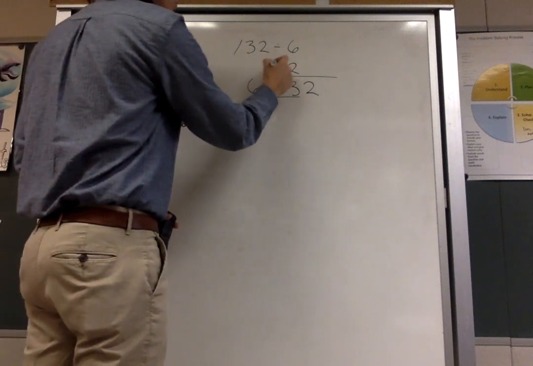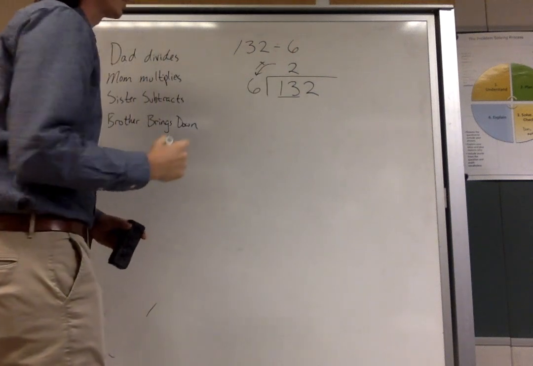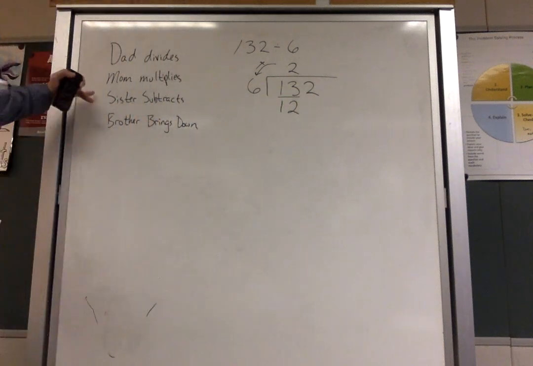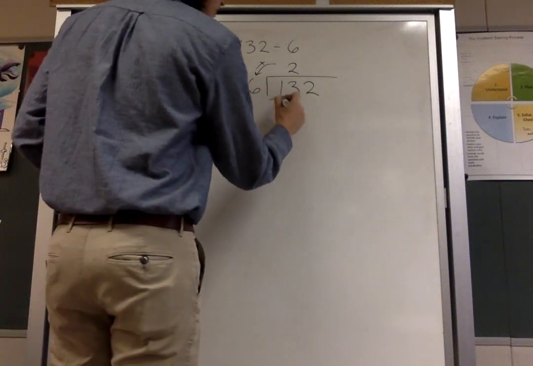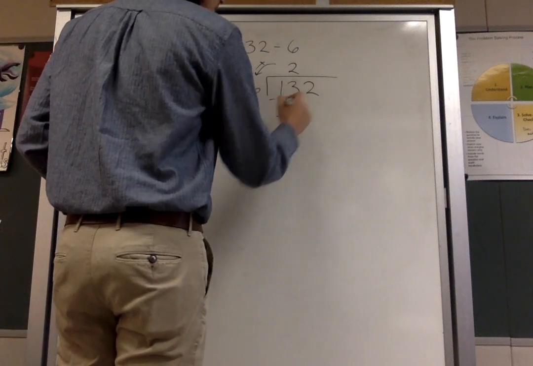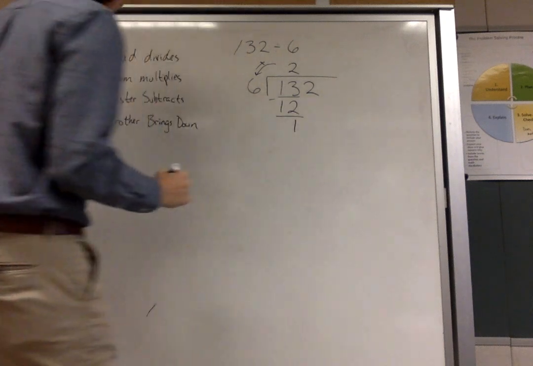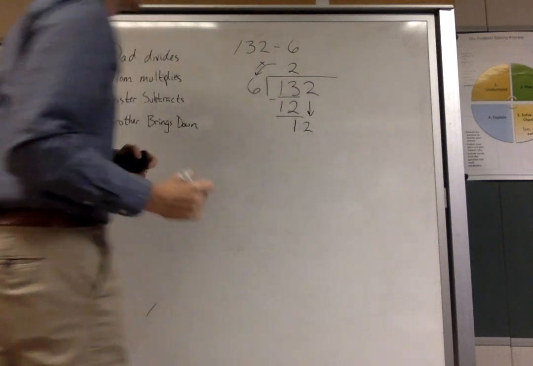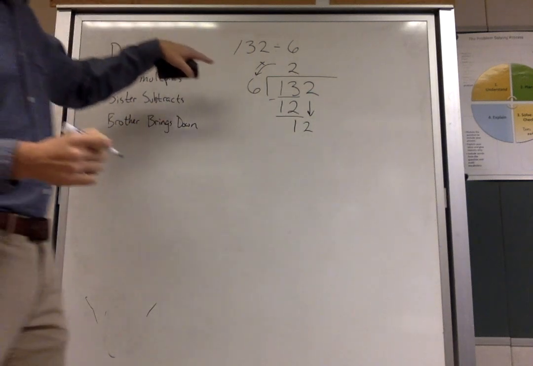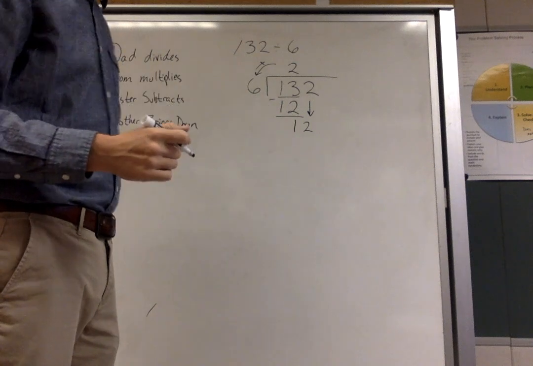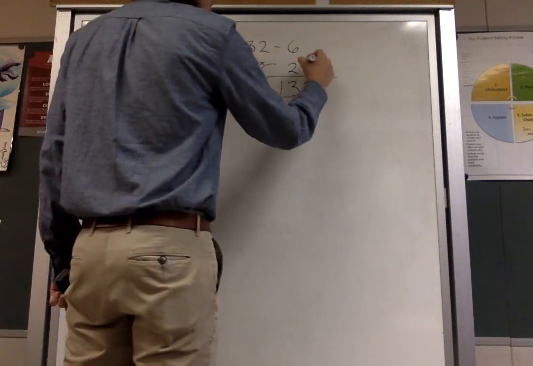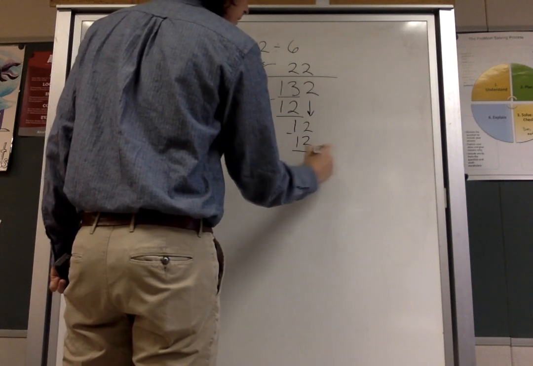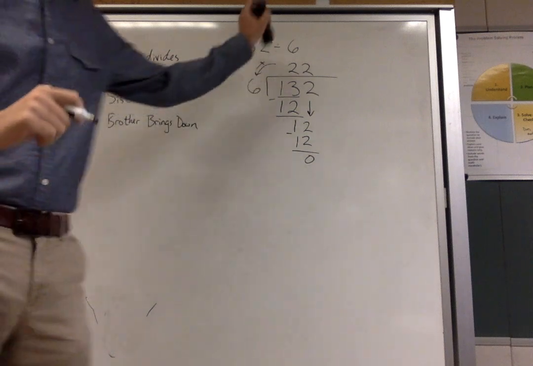Next, mom multiplies. So 2 times 6. What does this give us? 12. So I'm going to put it right down here. After mom does the multiplication, sister comes in. She subtracts. 13 minus 12, 1. And lastly, brother brings down the next place value, 12. And then we just repeat. And we ask ourselves, how many times does 6 go into 12 again? Because dad's dividing, it goes in 2 times. And then we can multiply this through, but hopefully you recognize that it went into 12 evenly. So we have no remainder.